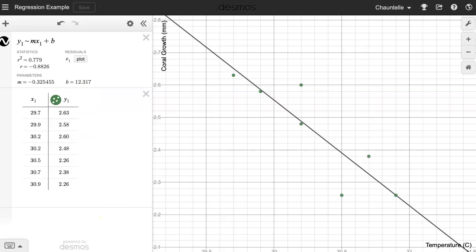So I'm just going to write it down real quick so I've got it. Y equals negative 0.33 X plus 12.3. So I just wrote that on a piece of paper. Sorry, 12.32 is what we're going to do. 12.32. Okay, 0.33 and 12.32.